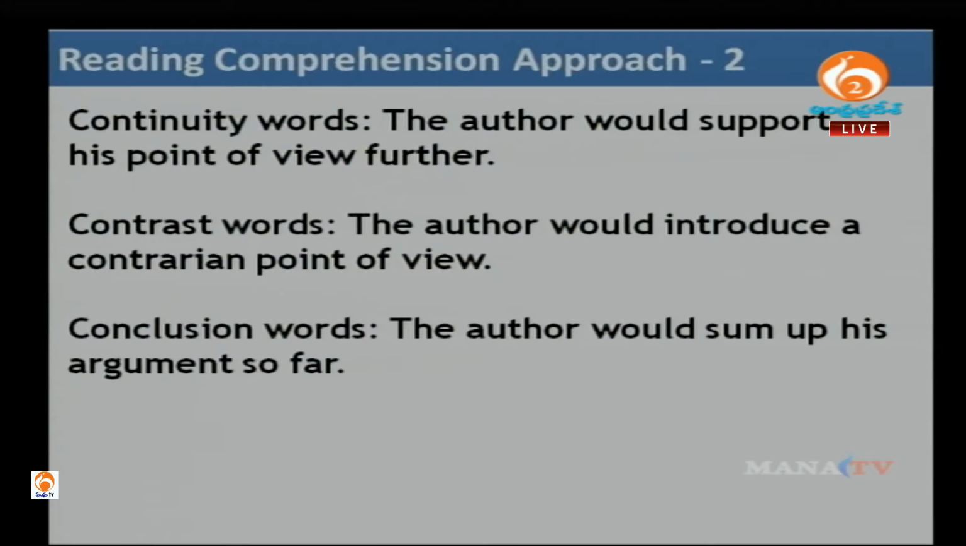Yeah, this is another recap of what we have discussed. Continuity words, the author would support his point of view further. Contrast words, the author would introduce a contrarian point of view. Sorry. Conclusion words, the author would sum up his argument so far. So summing up his argument is writing the whole story in one statement, that is his conclusion, okay.